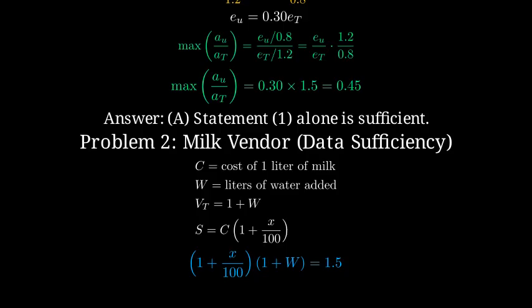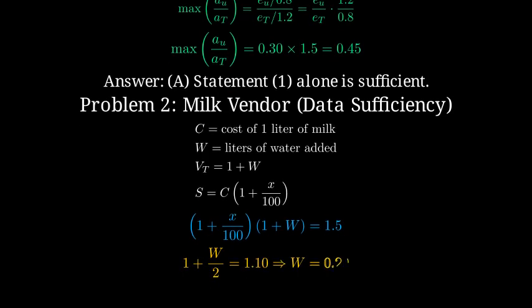Total revenue is the selling price per liter times the total volume. The vendor's profit is 50%, so revenue equals 1.5 times cost. This gives equation A: 1 plus X over 100 times 1 plus W equals 1.5.